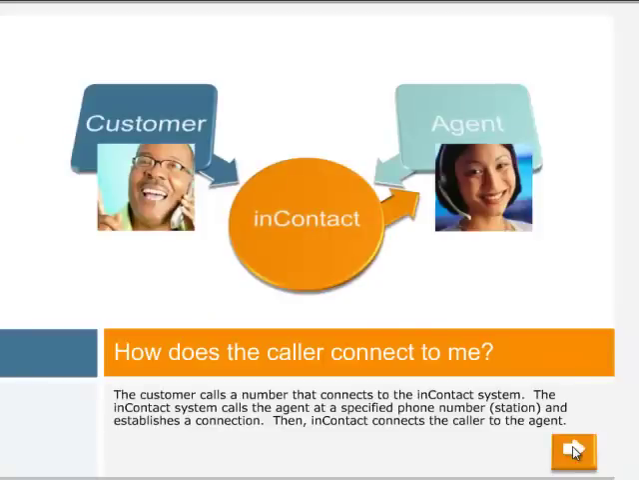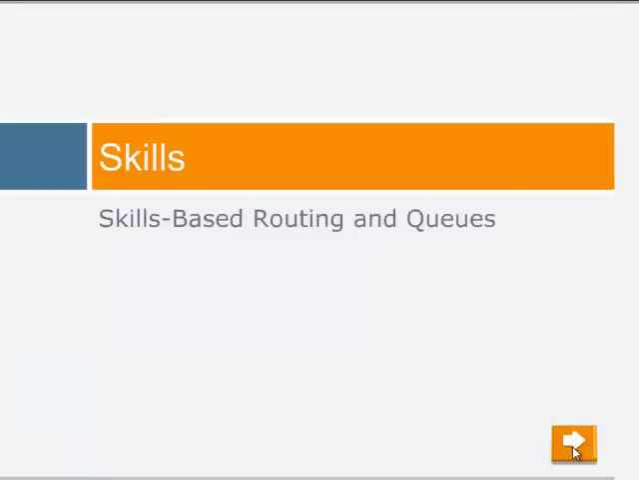How does a caller connect to me? The customer calls a number that connects to the inContact system. The inContact system calls the agent at a specific phone number station and establishes a connection. Then inContact connects to the caller.